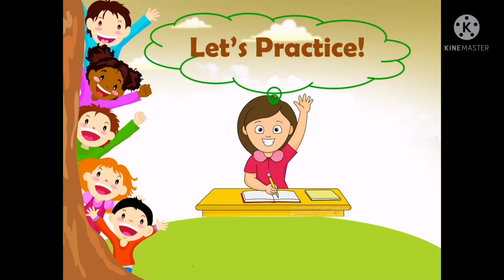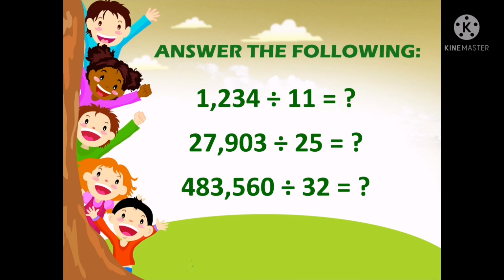Now let me challenge you with some division sentences here. So I want you to answer using your paper and pencil the 3 questions that I prepared here by just following how I solved it when I explained it earlier. So there are 3 examples here for you to answer. Make use of your paper and pencil. The first one is 1,234 divided by 11. The second one is 27,903 divided by 25. And then the third one is 483,560 divided by 32. You can make use of any method in solving that as long as you come up with the correct answer.